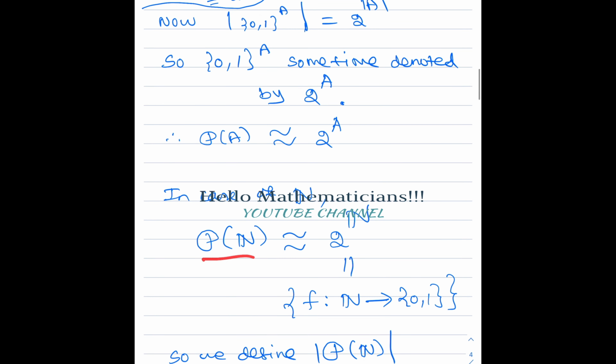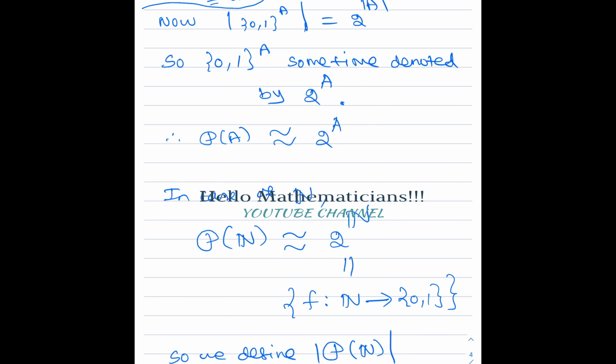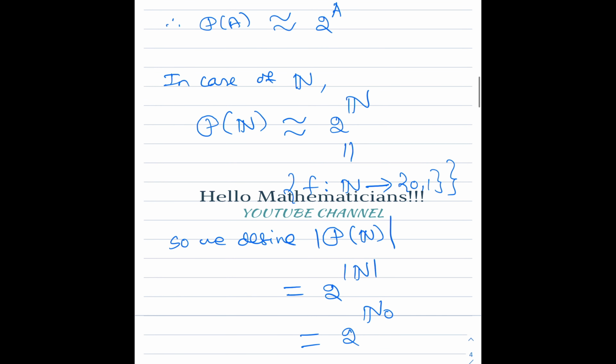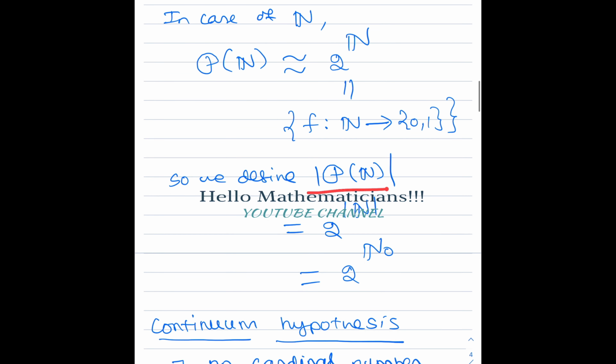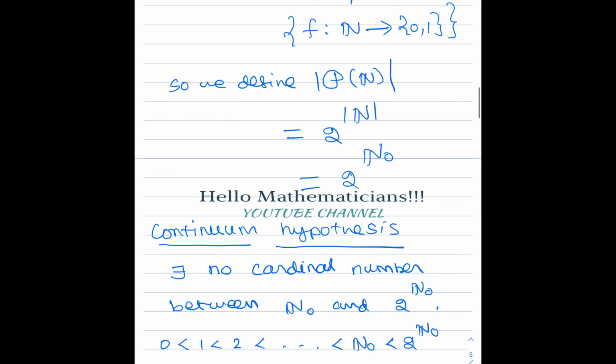Therefore, the power set of N and 2 power n are similar. By that we mean they have the same cardinality, or there is a bijection between them. So we define the cardinality of the power set of N to be 2 power aleph naught. That's what I just explained. So basically, 2 power aleph naught is the symbol for the cardinality of the power set of N. That is what we have understood in the above discussion.